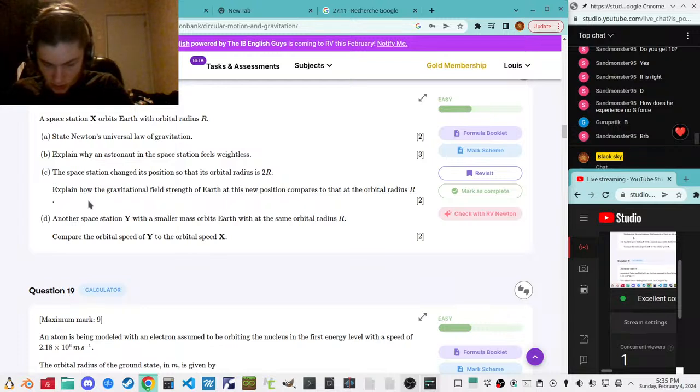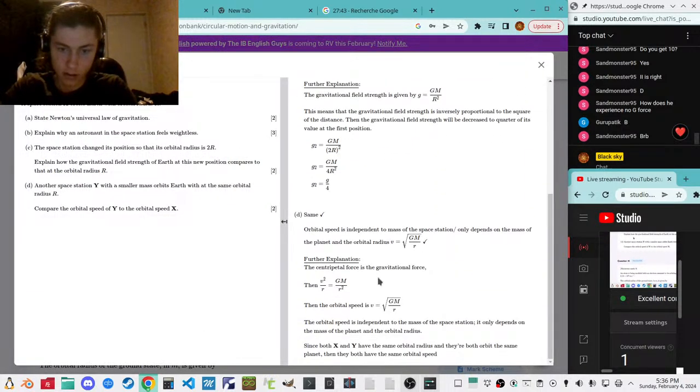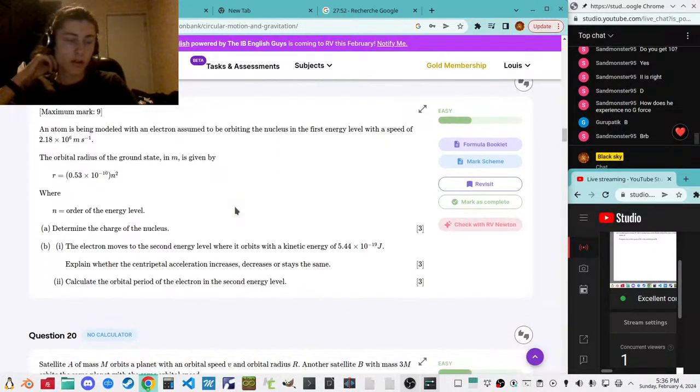So orbital speed is dependent on r squared, therefore GM over r squared. So it's the same orbital radius, but it has a smaller mass. It's going to be square roots or something like that of what we had. Yeah, square root of what we had. 19.